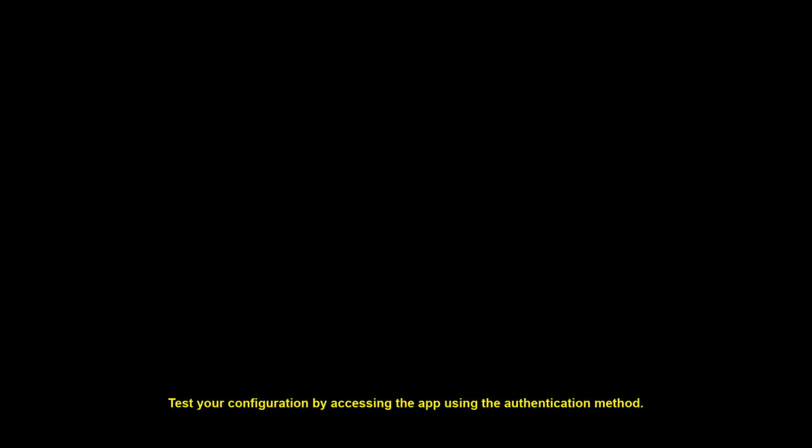Test your configuration by accessing the app using the authentication method. Make sure to troubleshoot any issues by checking your AWS settings and permissions. Monitor user authentication activity in both AWS Cognito and AppSheet for smooth operation. That's how you can authenticate with AWS Cognito from AppSheet interfaces step by step.